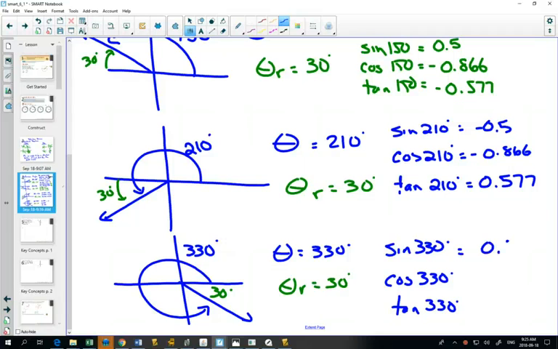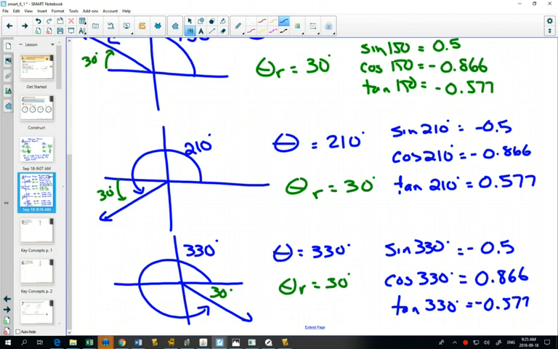Sine of 330 degrees is 0.5, but it's negative. Cos of 330 degrees is 0.866, but it's positive. And tan of 330 degrees is negative 0.577. How do you handle the negatives?